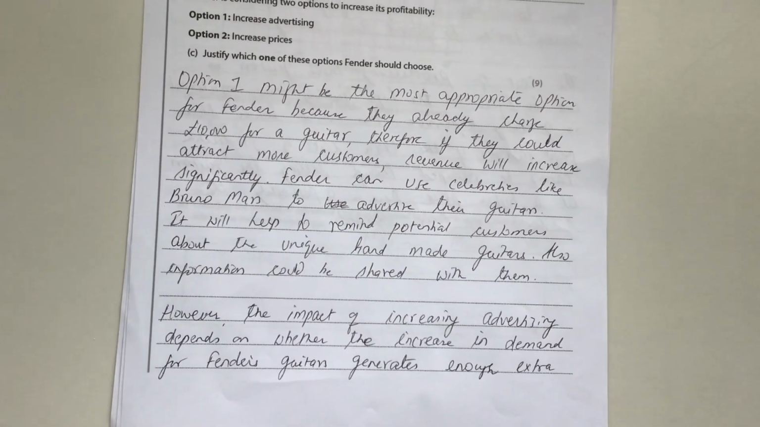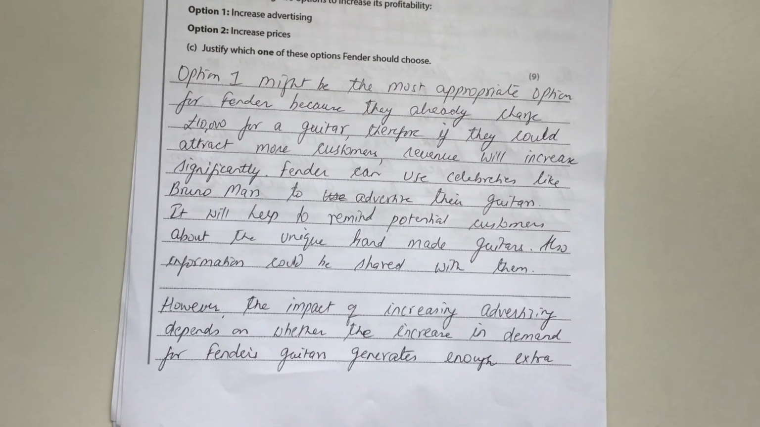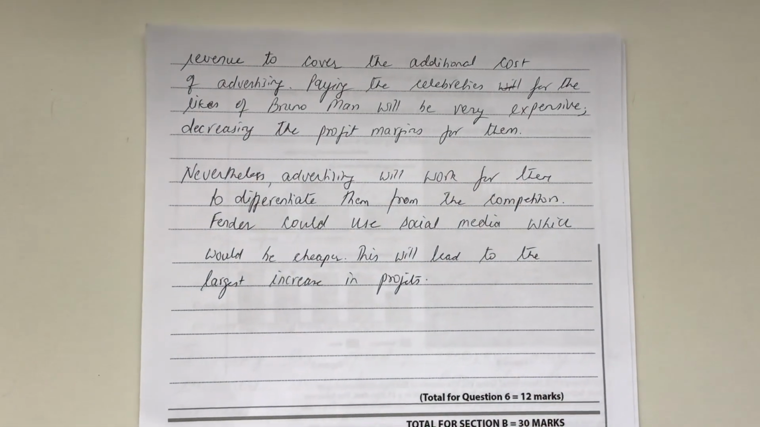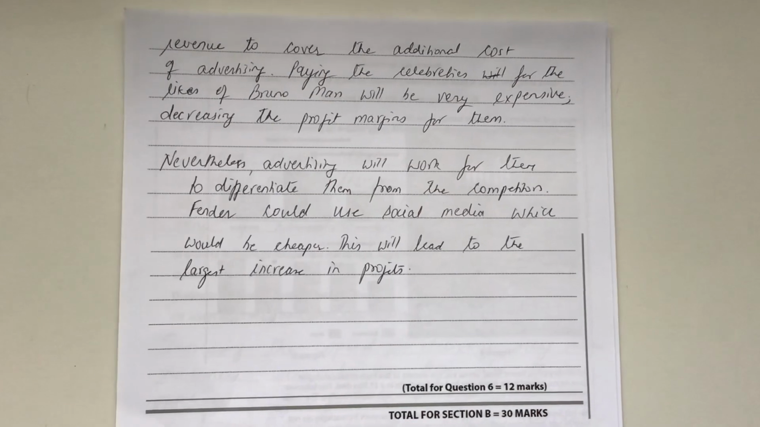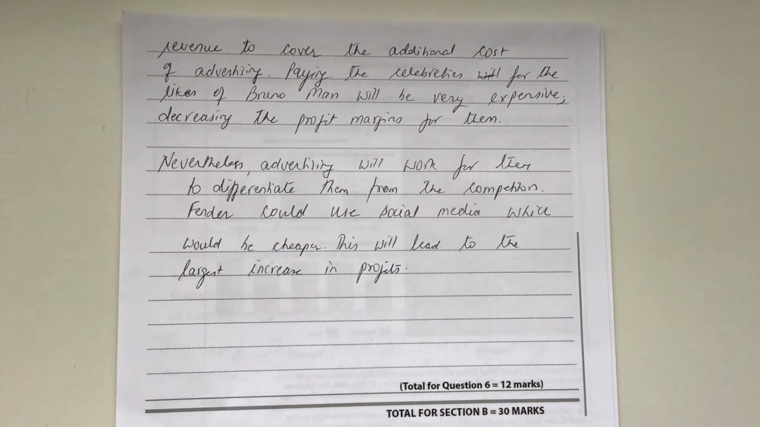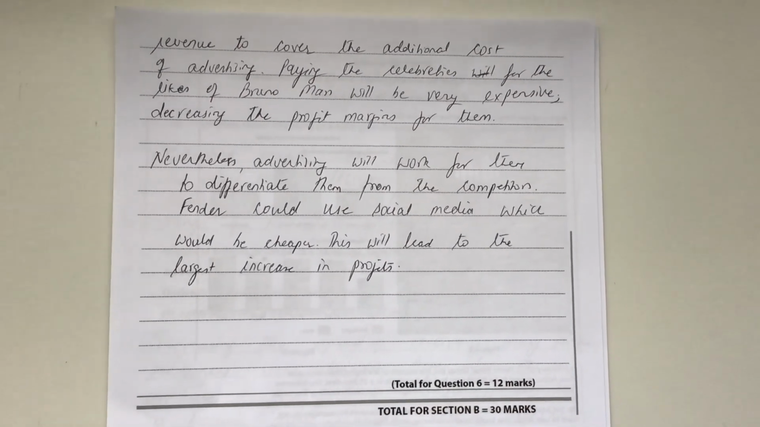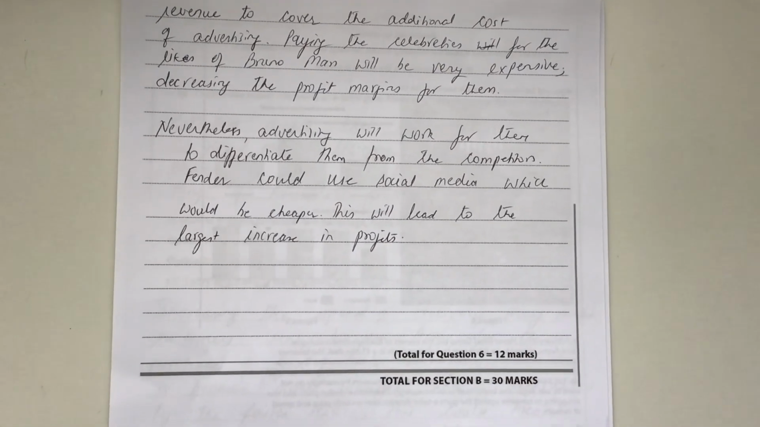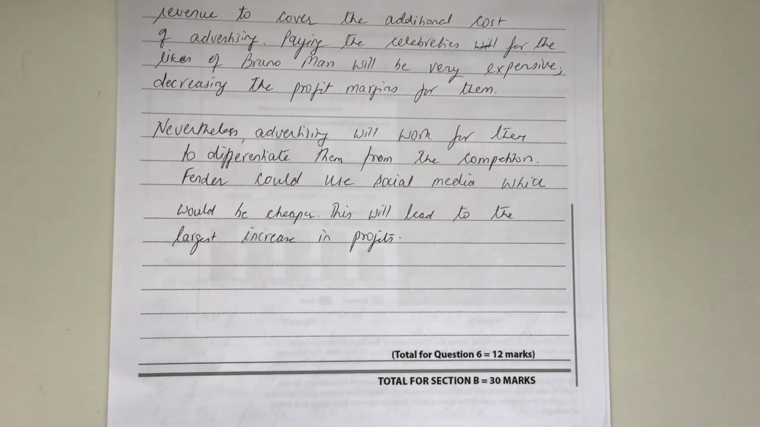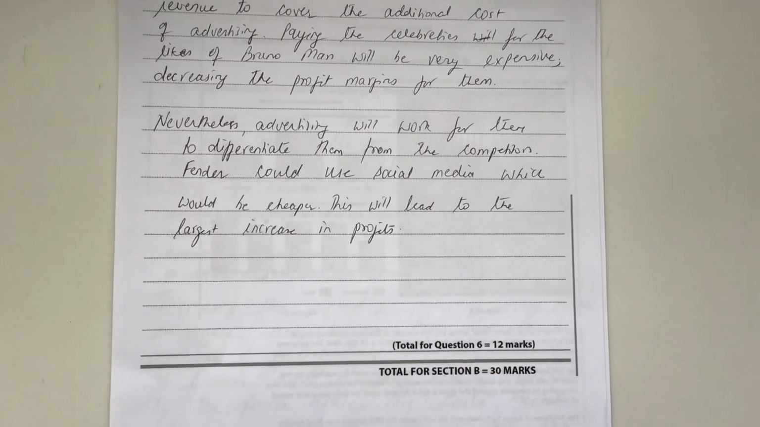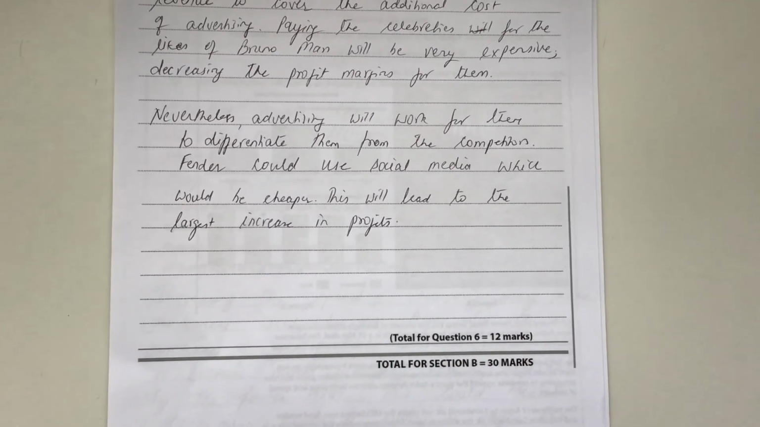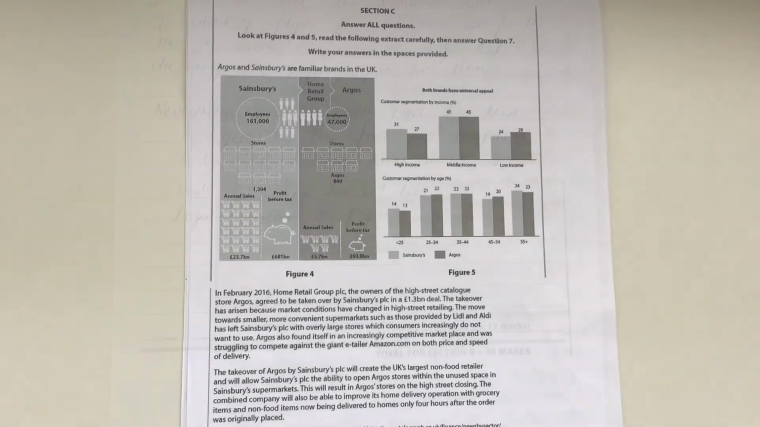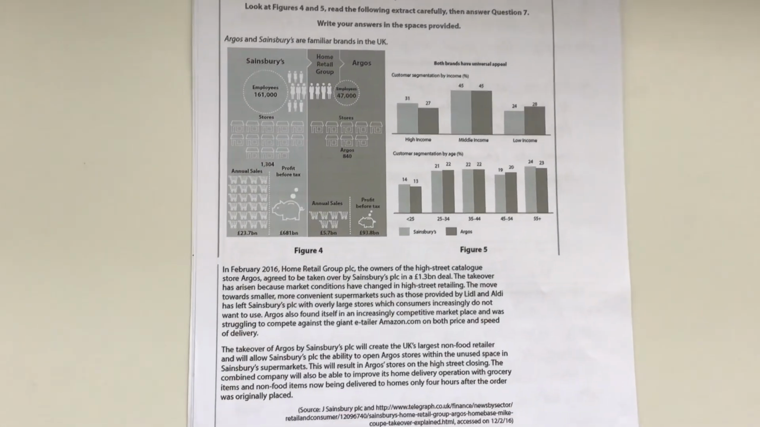However, the impact of increasing advertising depends on whether the increase in demand for Fender's guitars generates enough revenue to cover the additional cost of advertising. Paying celebrities like Bruno Mars will be very expensive, decreasing their profit margins. Nevertheless, advertising will work for them to differentiate them from the competitors. Fender could use social media, which would be cheaper. This will lead to the large increase in profits.